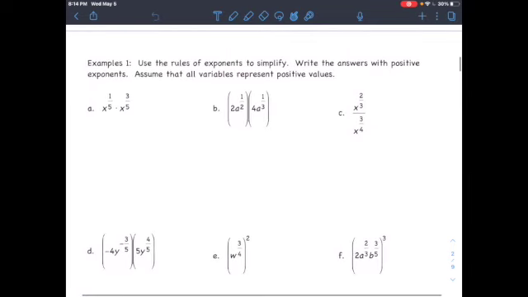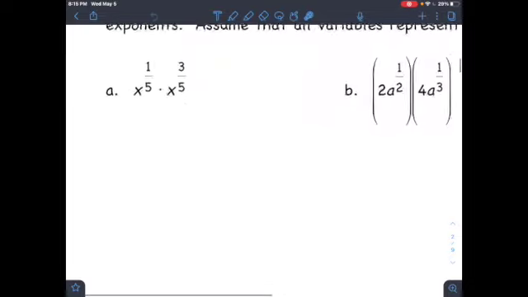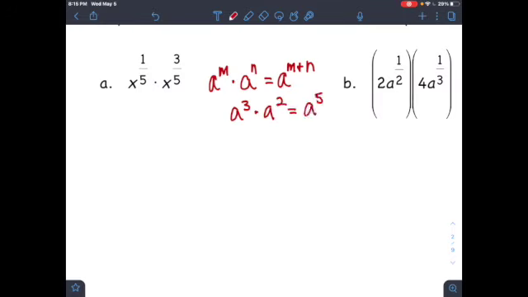Example number 1, use the rules of exponents to simplify. Write the answer with a positive exponent, assuming that all variables represent positive values. Think about the rules from before. The x to the exponent and x to the exponent, because the bases are the same, a to the m times a to the n, and if you look on top, a to the m plus n. Now, if you cannot remember, think about a to the third power times a to the second power. That's really a to the fifth, and if you do a to the fifth, it's 3 plus 2: a, 3 of them, and 2 of them.